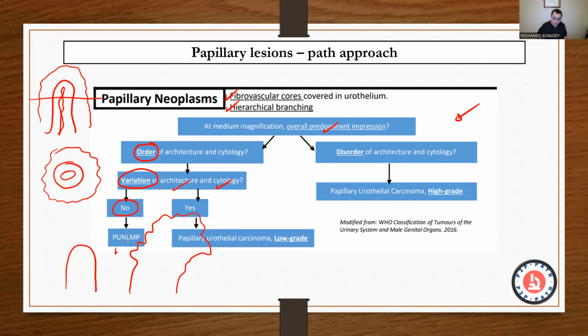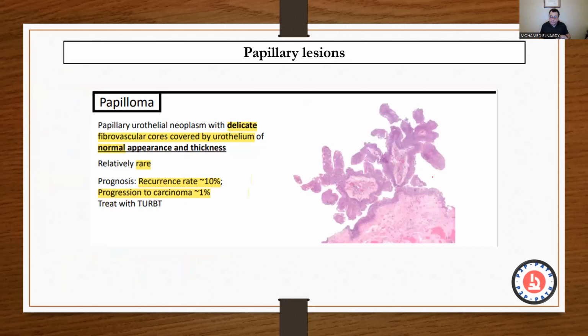If no, you're dealing with a PUNLMP, and I will say what a PUNLMP is. And if yes, it's papillary urothelial carcinoma low grade because it's still like organized cytology. There is variation in architecture and there is variation in the cytology. However, it's still low grade. If you see disorder of architecture and disorder of cytology, then you are dealing definitely with papillary urothelial carcinoma high grade. So let's move on and talk about the papillary lesions one by one.